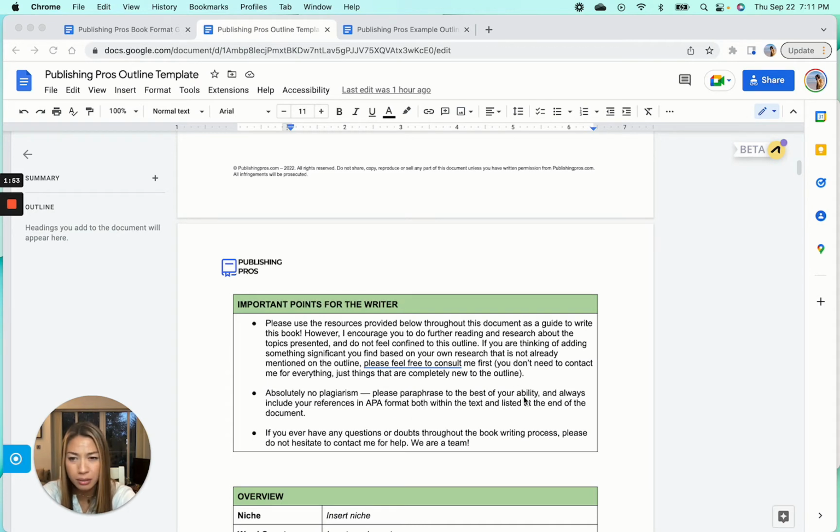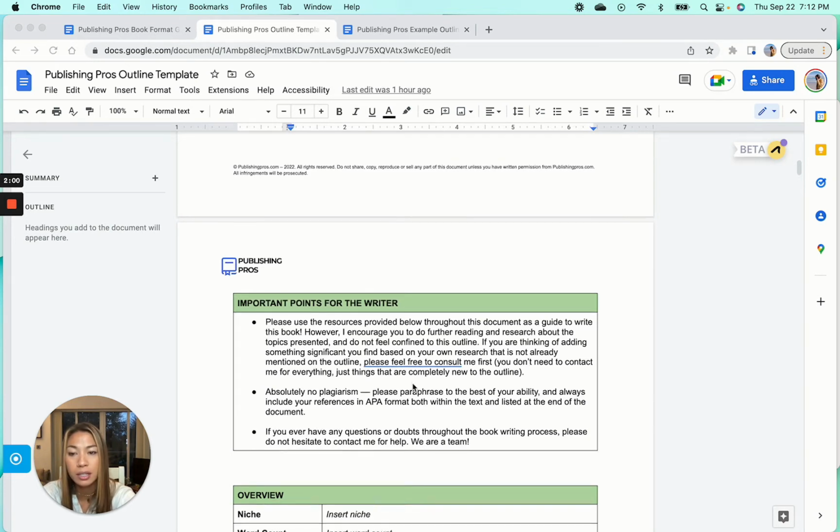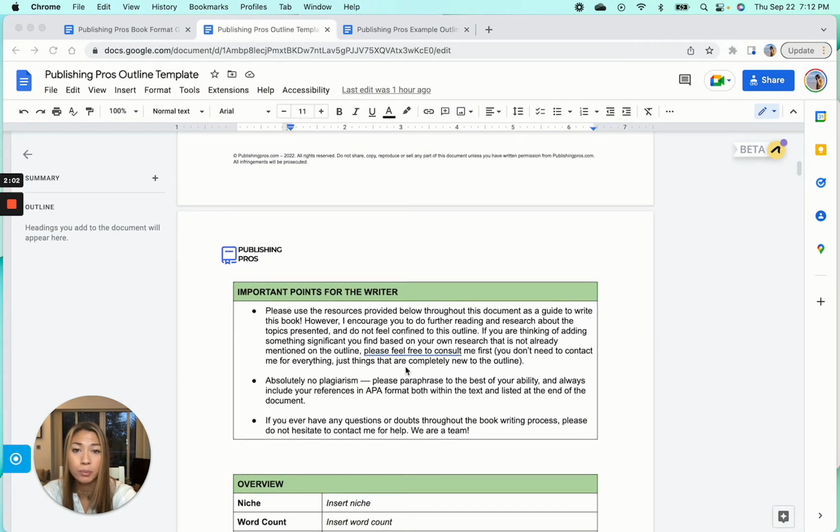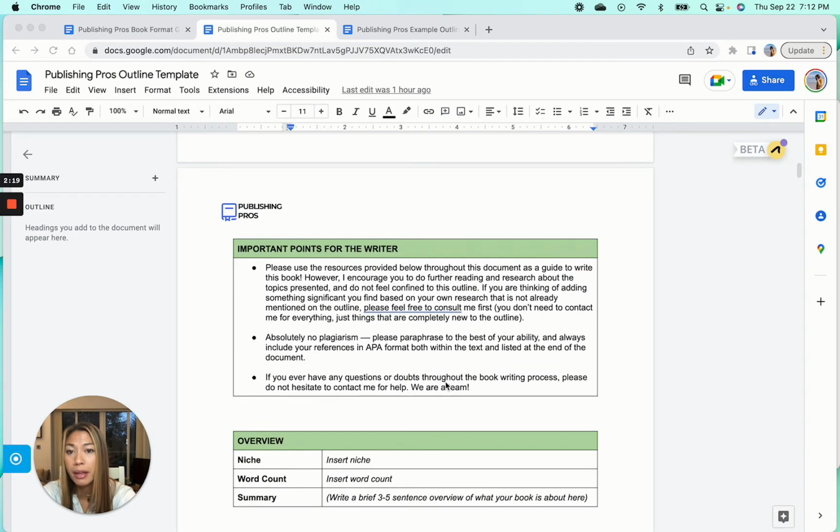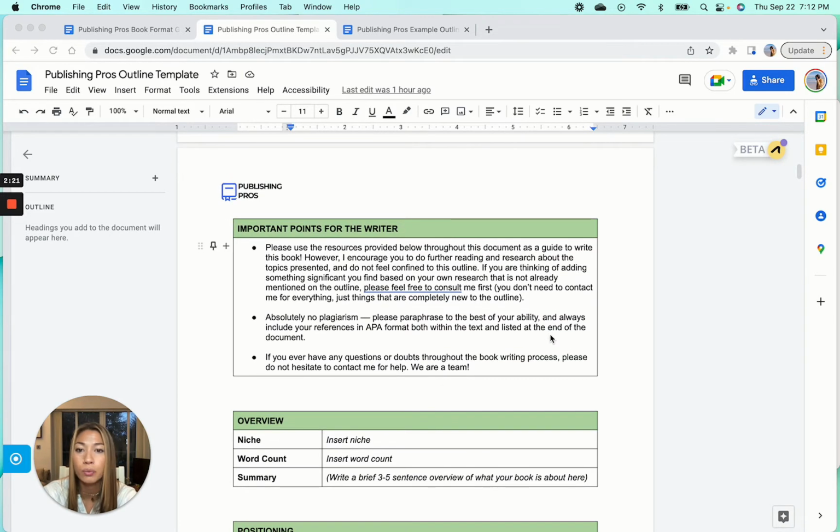This is just like a little blurb that explains anything to the writer that you want. So we have already filled this out here. Obviously, if you download the template, you are much more than welcome to change it as you please, add any other concerns or whatever that you have. But basically, it just says, please use the resources provided below throughout this document as a guide to write this book. However, I do encourage you to do further reading and research. Please consult me, etc., etc. Absolutely no plagiarism. And also, if you have any questions, definitely reach out.